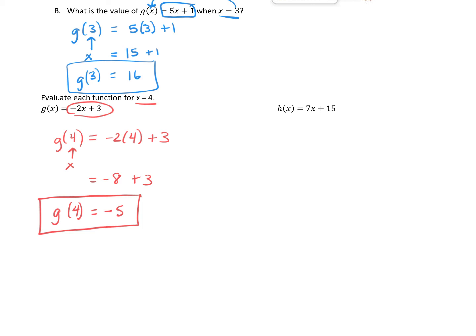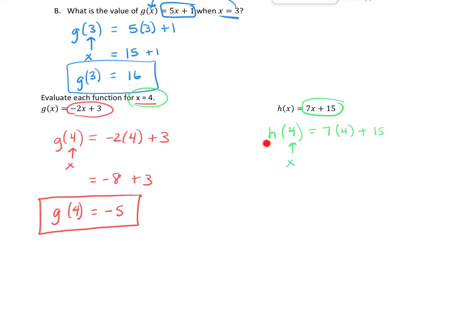Now notice this was g of x, this is h of x. They're different functions, so they have different labels. This is the g function, this is the h function. The g and the h have no meaning beyond that. But we are going to evaluate when x equals 4. So they're asking us, what is h of 4? That's the number we're going to plug in for the x into our function rule, which is 7x plus 15. So we're going to do 7 times 4 plus 15.